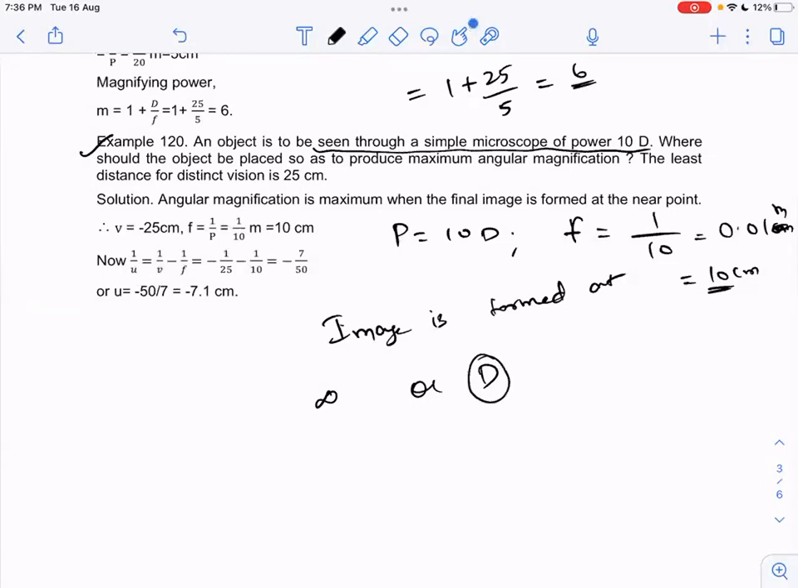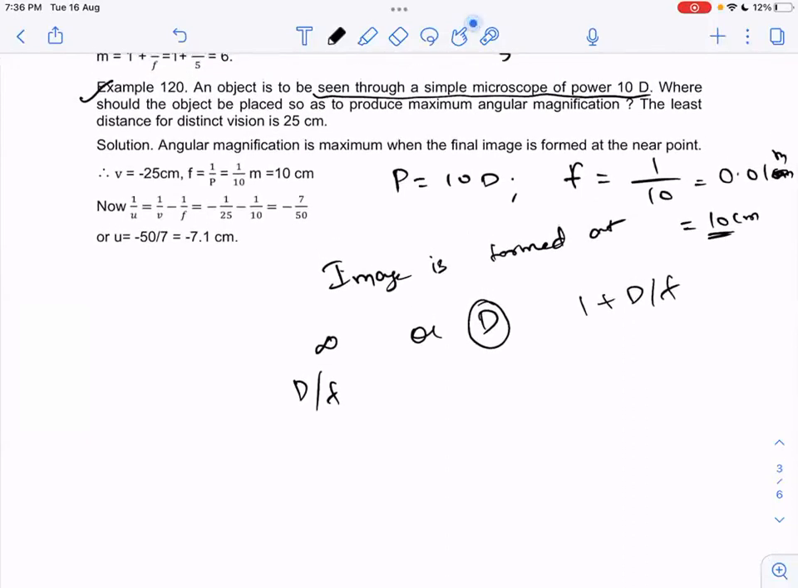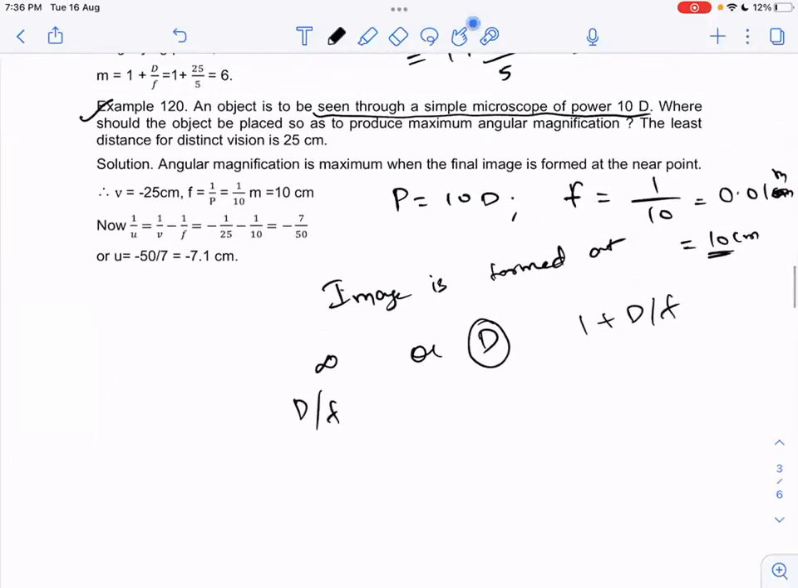It should be formed at capital D, because when the image is formed at capital D, the magnification is 1 plus D by F. Whereas when the image is formed at infinity, it is only D by F. Is the point clear? Yes, sir.